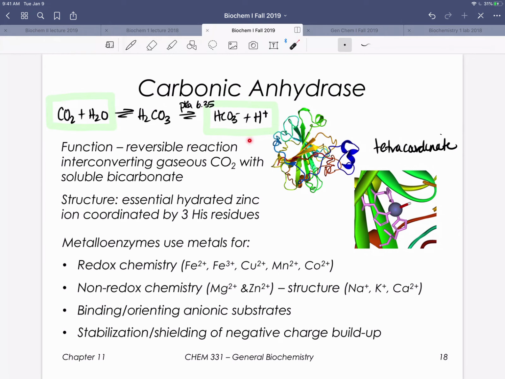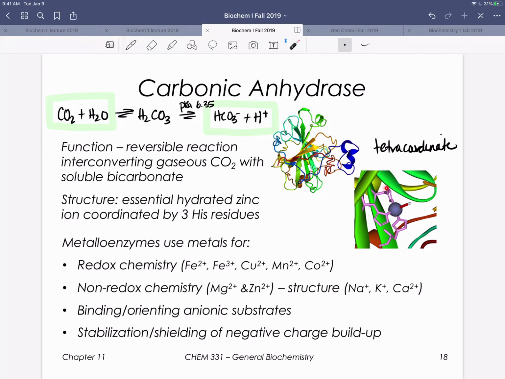Thinking about the function of carbonic anhydrase, it's a reversible reaction that interconverts gaseous carbon dioxide with soluble bicarbonate. We've got this catalytically essential zinc residue that coordinates to 3 histidines. So again, here's the entirety of the enzyme. Here we can see a blow up of the enzyme active site. Zinc is what we refer to as tetracoordinate, so it likes to bind 4 things.